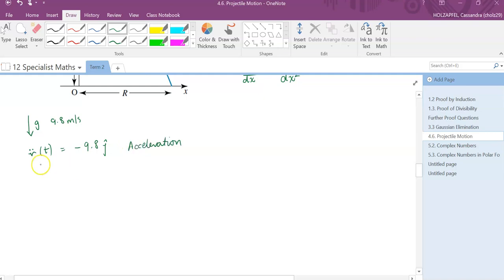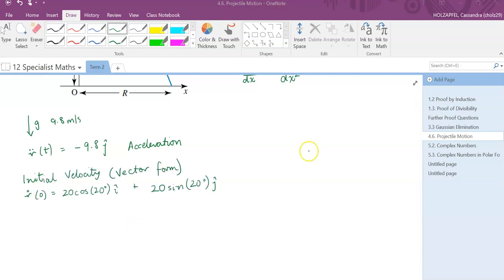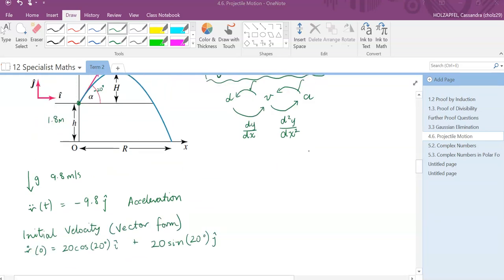The other piece of information that we have is the initial velocity in vector form. So let's write this as well. So we've got initial velocity. Okay, so just to show you where that initial velocity comes from. Again, this is just going to be this point here. So that's going to be our r dot naught.